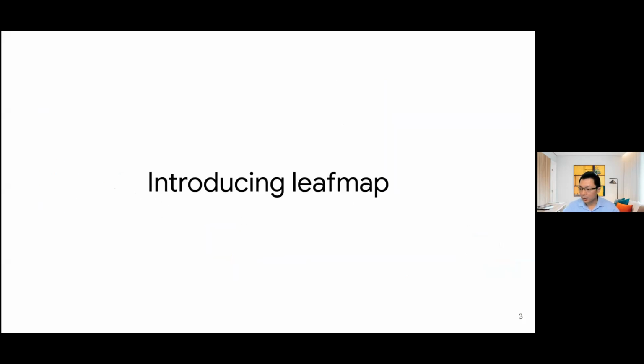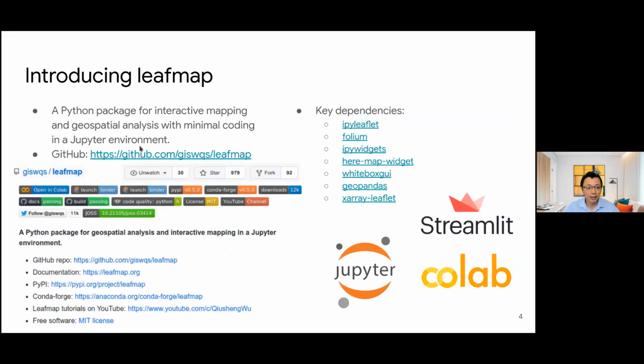Okay, so first, let me briefly introduce Leafmap. It's an open source Python package for interactive mapping and geospatial analysis with minimal coding in a Jupyter environment. I want to highlight here minimal coding. Basically, you can write just a few lines of code, create a fancy, nice looking interactive map, and do a bunch of geospatial analysis even without writing any line of code.